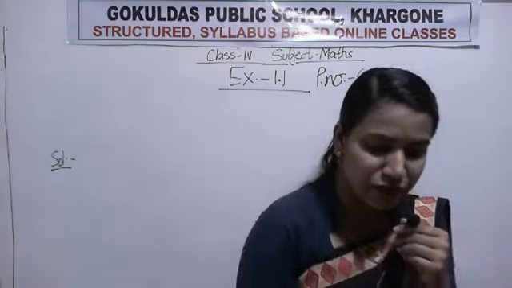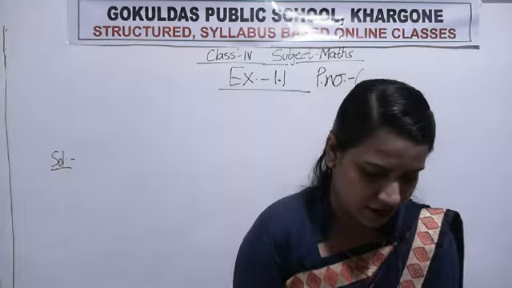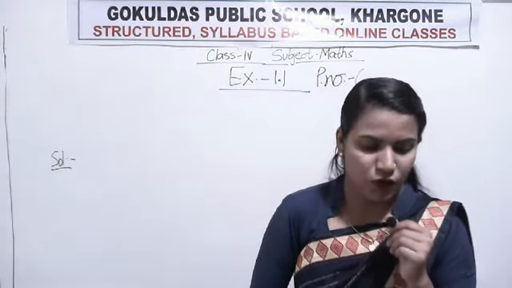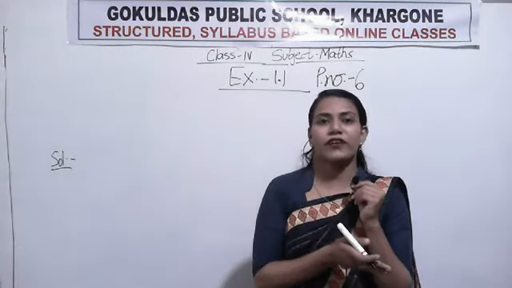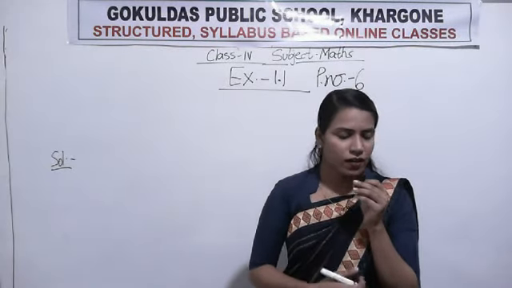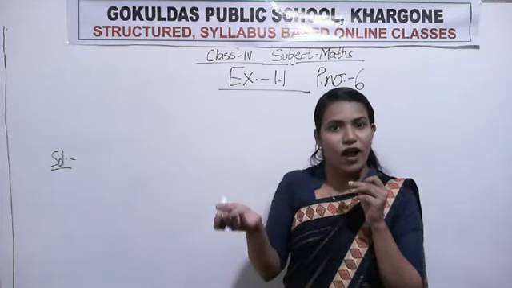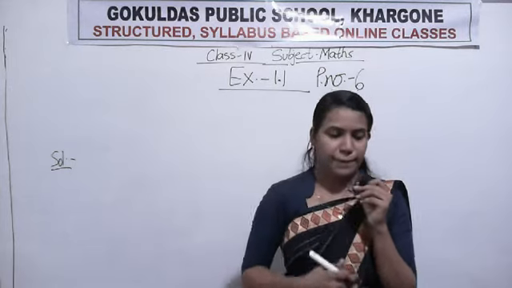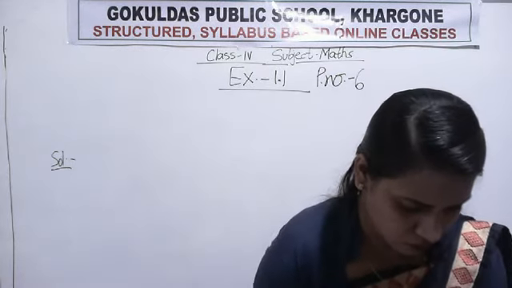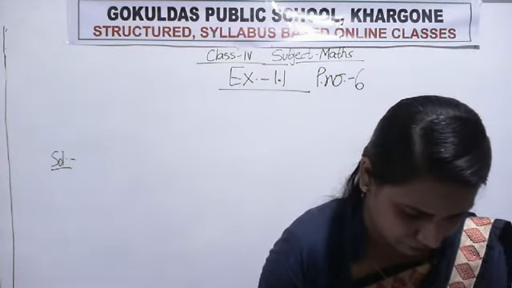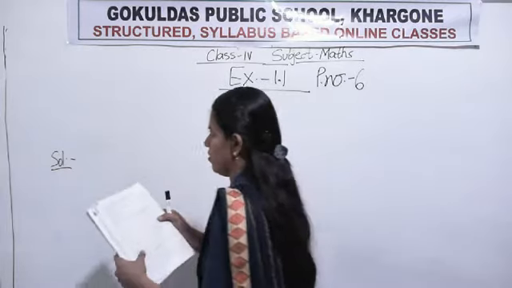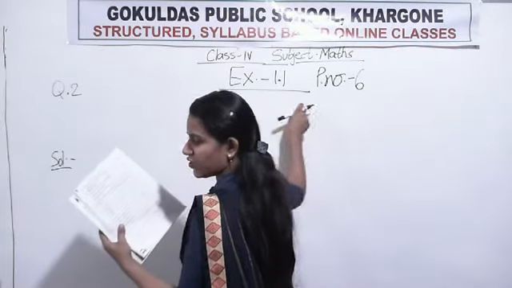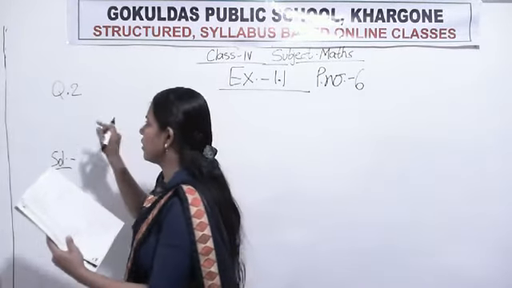Okay, let's do question number 2. Write in figures. The number names are given for you. What is given? The number names are given and you have to write in figures. You have to write the numbers. So let's do question number 2 of exercise 1.1 on page number 6.